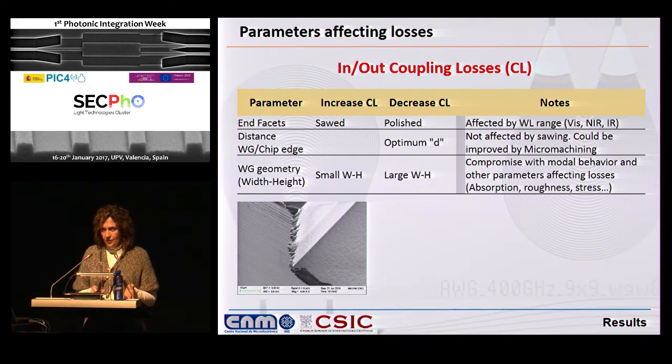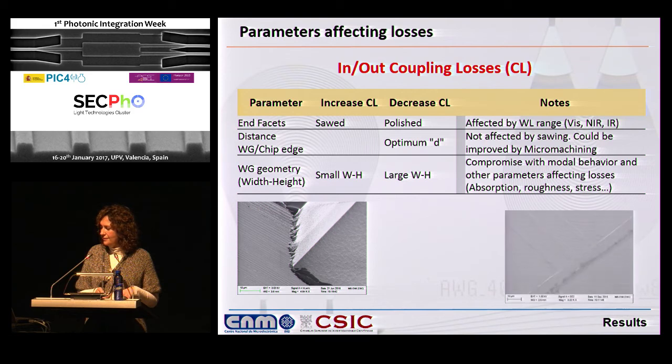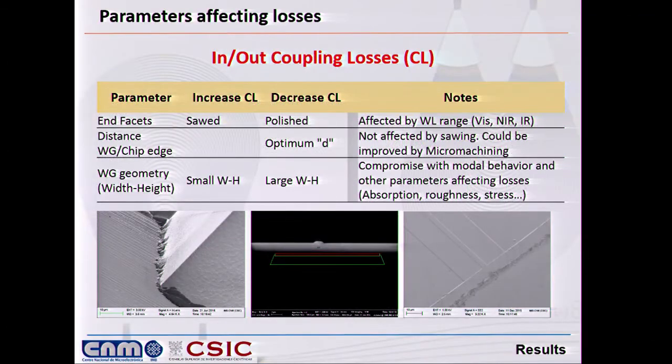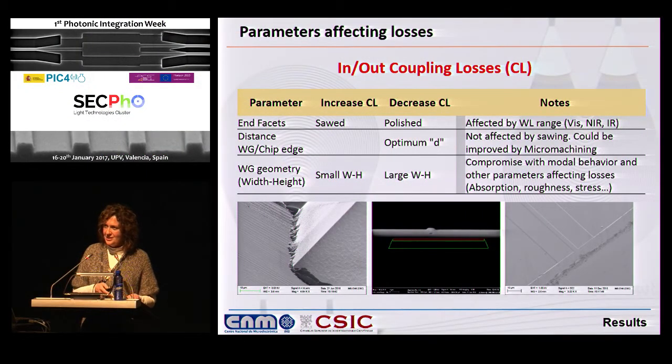For the distance, we are also working on finding the optimum distance between the guide and the point where the light has to arrive. You also have an image. And of course, the geometry of the waveguides, which is a cross-section. For the different dimensions, we have to make a compromise with the modal behavior because changing one will change the other, so you have to decide and pick one.